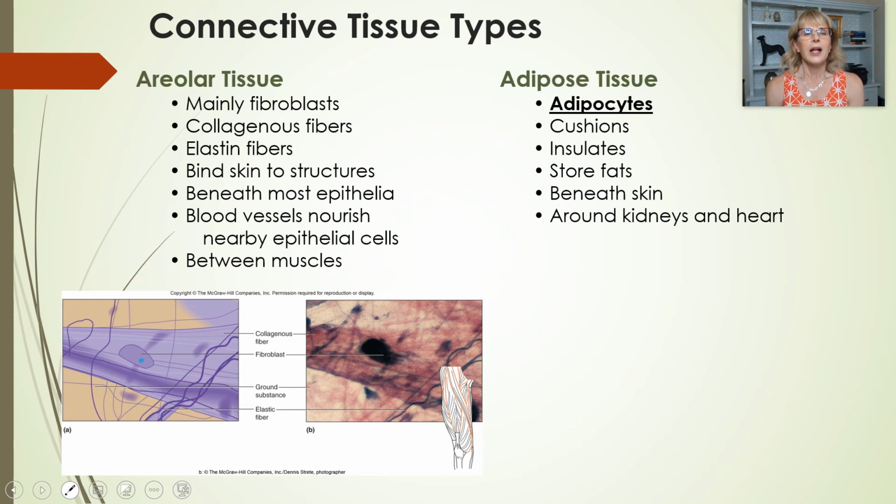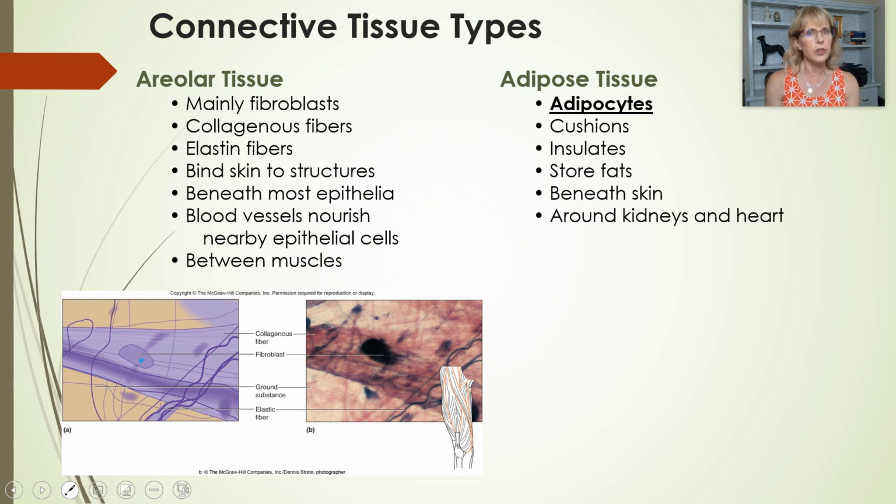All righty, let's talk about connective tissue types. Okay, let's start with areolar tissue. Areolar tissue is a very disorganized connective tissue that has lots of fibroblasts, lots of collagen fibers, some elastin, and it connects, for example, your skin to what's underneath. It also connects the individual muscles to each other.